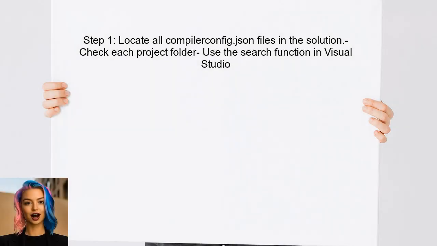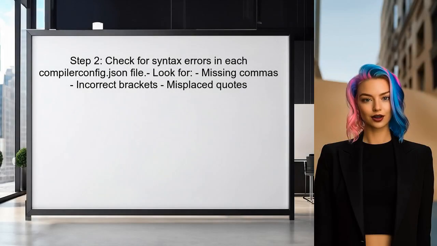the future. To begin resolving the error in compilerconfig.json, the user should first locate all instances of the compilerconfig.json file within the solution. This will help identify which file might be causing the issue. Next, the user should open each compilerconfig.json file and look for any syntax errors. Common issues include missing commas, incorrect brackets, or misplaced quotes.